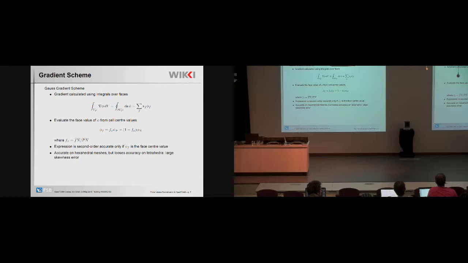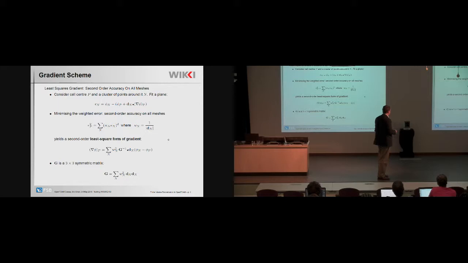Okay? On a tetrahedral mesh, I don't have 6 neighbors, I only have 4. And if you imagine what an irregular tetrahedral mesh would look like, my tetrahedra can get much more distorted than the hexahedra, which means that the miss between the face center and the interpolated value can be much bigger. Okay? So for that, I need to imagine a new way of calculating the gradient.